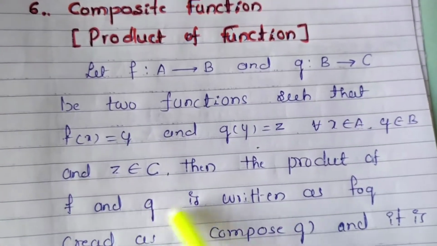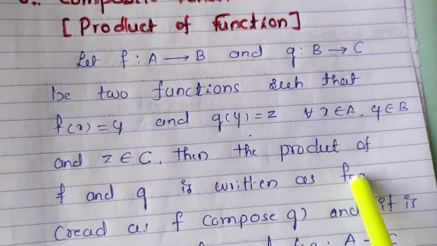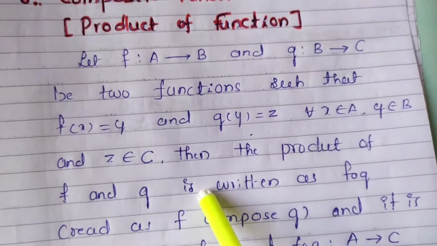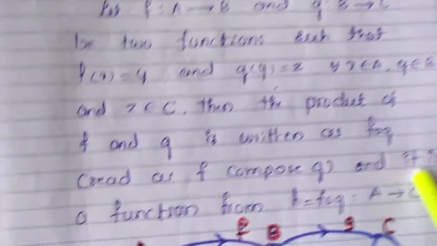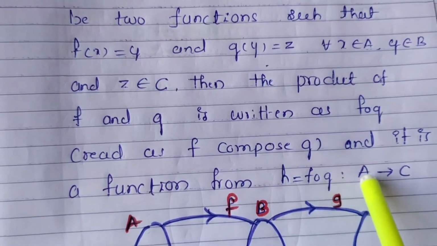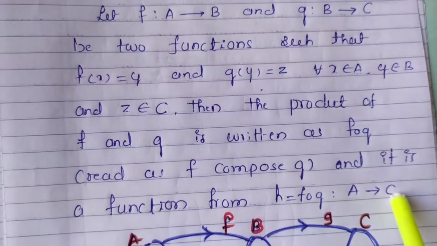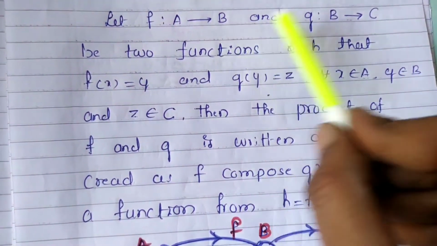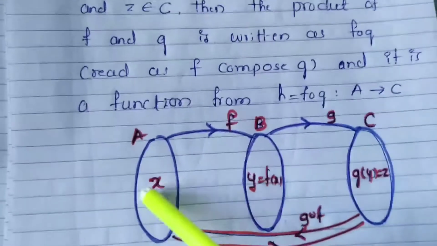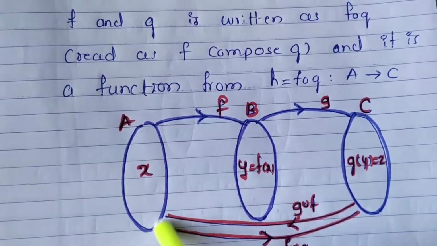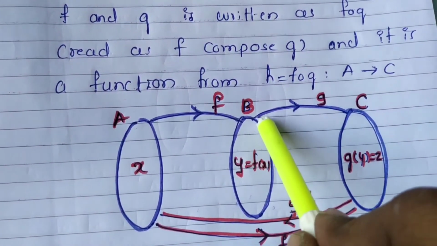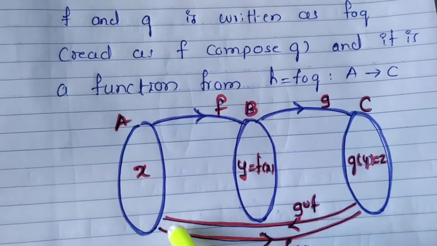Then the product of f and g is written as f compose g, read as f compose g or f product g, and it is a function, say h, from A to C. f is from A to B, g is from B to C, so f compose g is a function from A to C. Diagrammatically it is shown like this: set A, set B, set C. f is a function from A to B, g is a function from B to C.